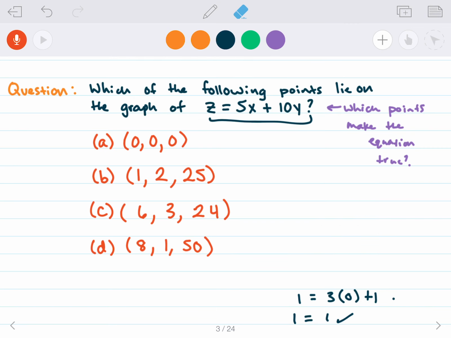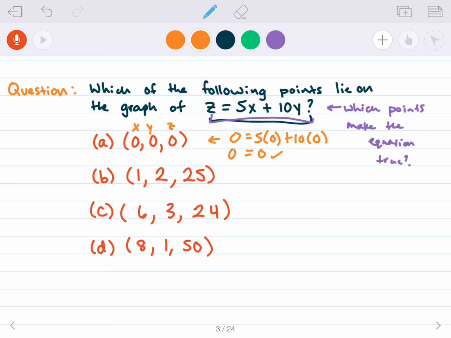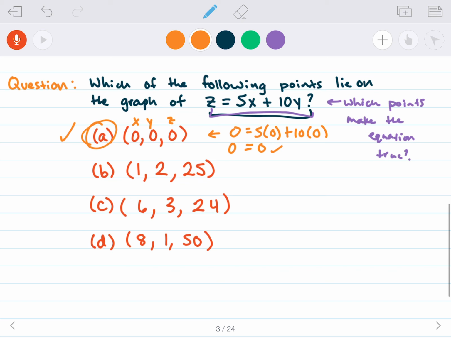So let's bump this up to our 3rd dimension, and we're just doing the same thing. We're seeing when we plug the points into this equation, are we getting a true statement? If yes, then it lies on the graph. If no, then it doesn't. So for the first one, x, y, and z are all 0. We know this lies on the graph, but let's prove it algebraically. When x is 0, y is 0, and z is 0, we get 0 equals 5 times 0 plus 10 times 0. And the right side simplifies to 0, so yes, this is on the graph. The next one, 1, 2, 25. Well, x is 1, y is 2, and z is 25.